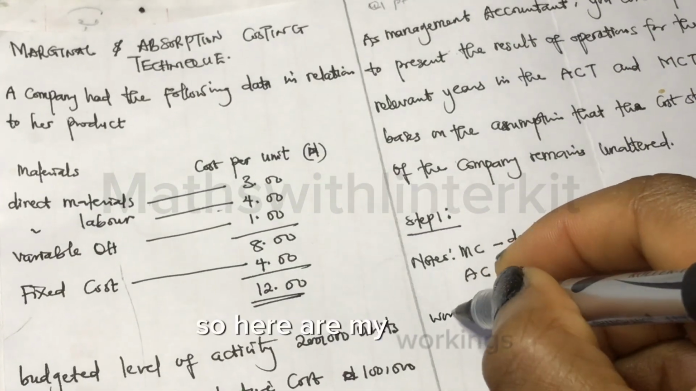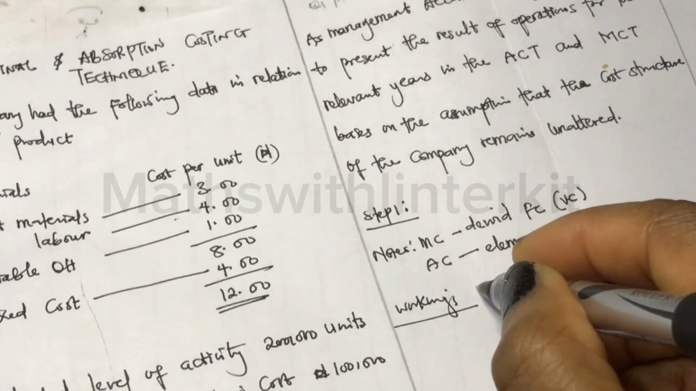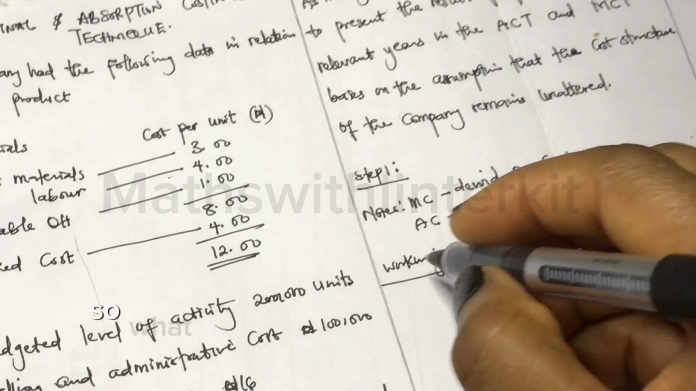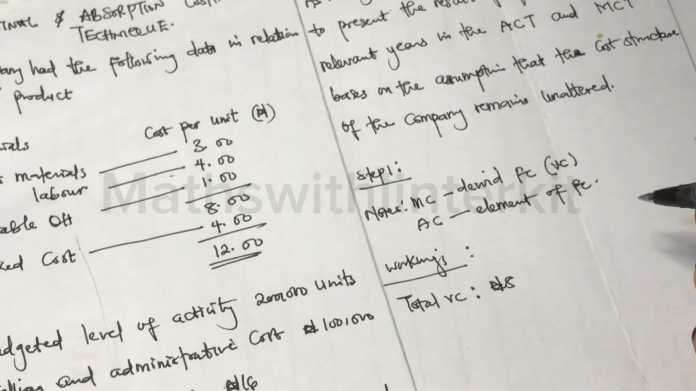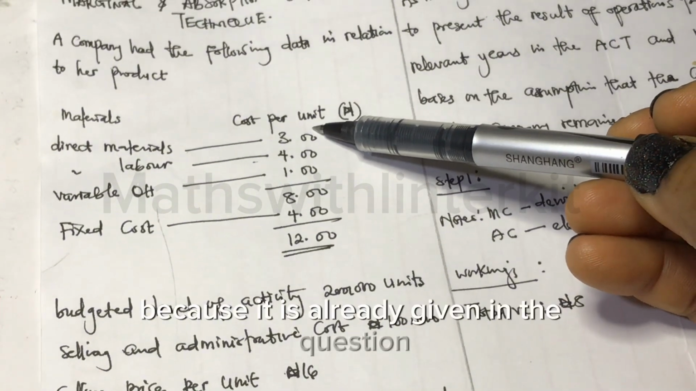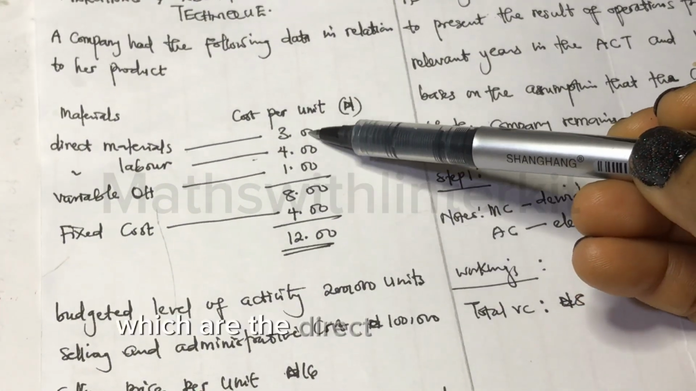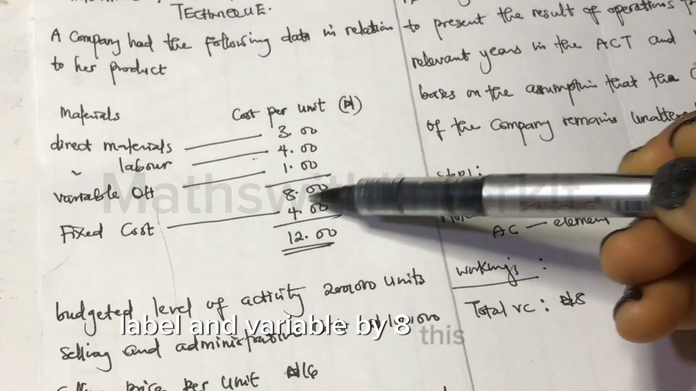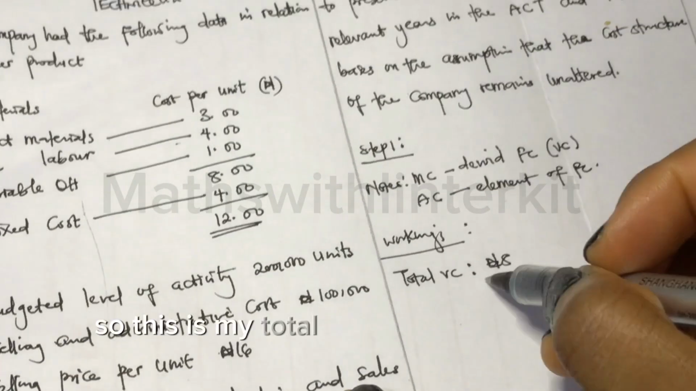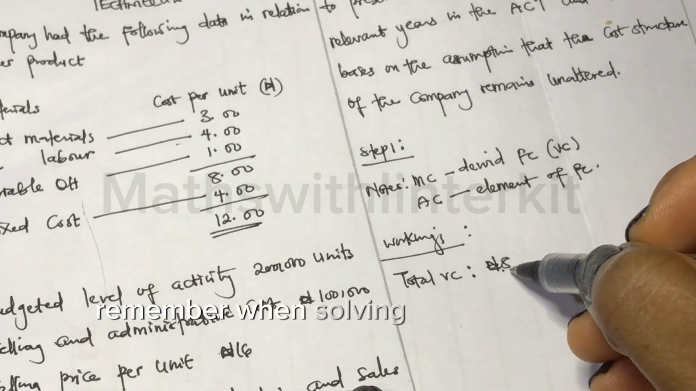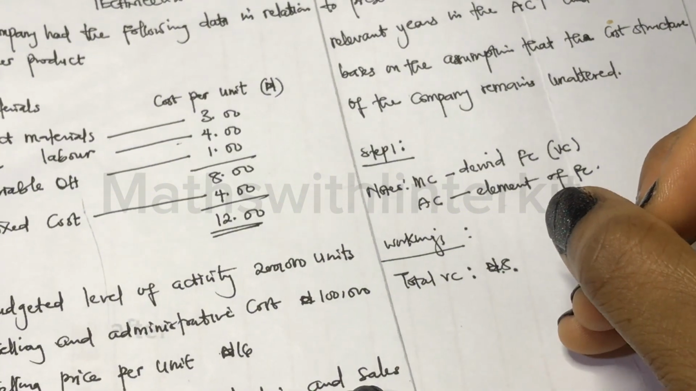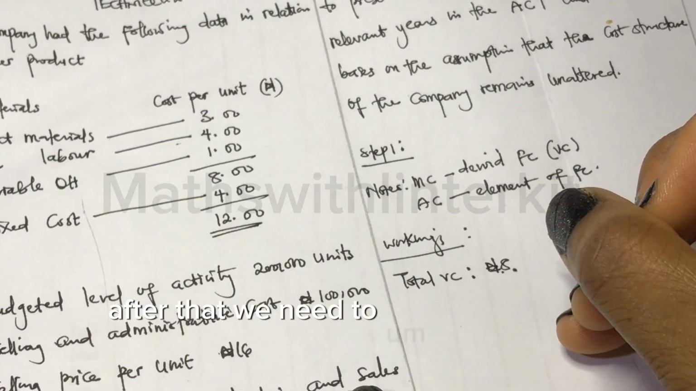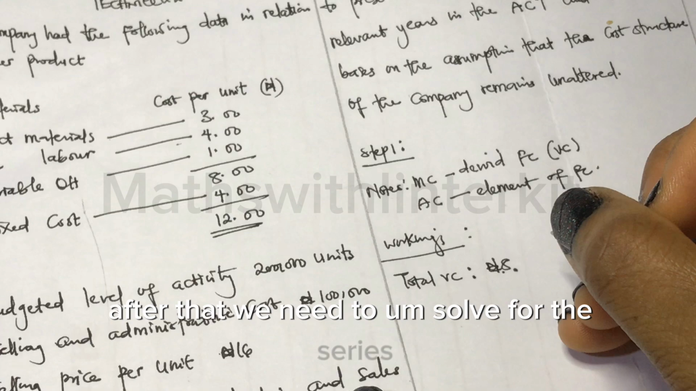So here are my workings. My total variable cost shall be 8 naira, because it is already given in the question. All the direct elements, which are the direct material, direct labor, and variable overhead, come to 8 naira. So my total variable cost is 8 naira. Remember, when solving for the marginal cost, the only thing I need is the variable cost element, which is 8 naira. After that, we need to solve for the sales.